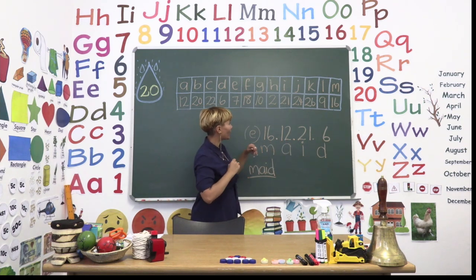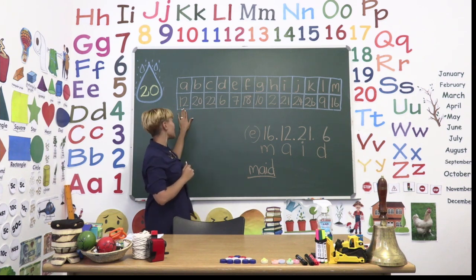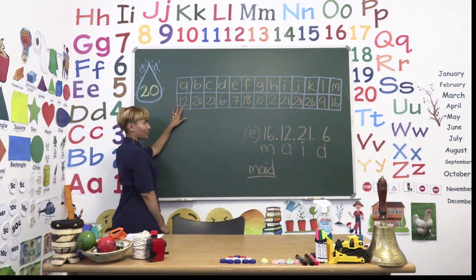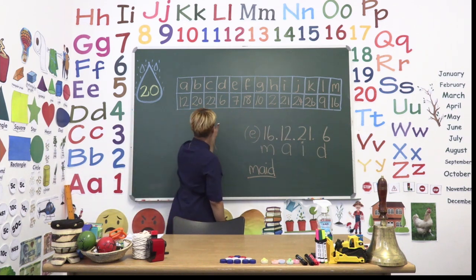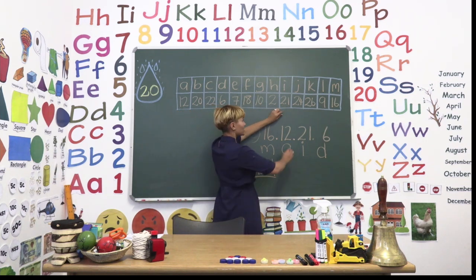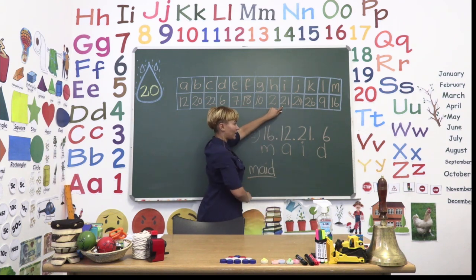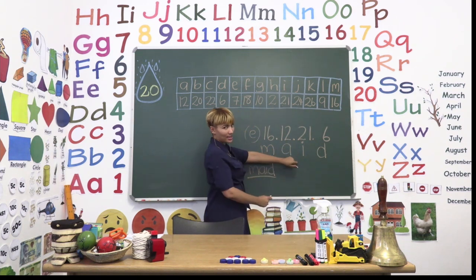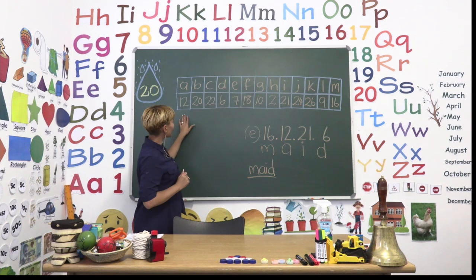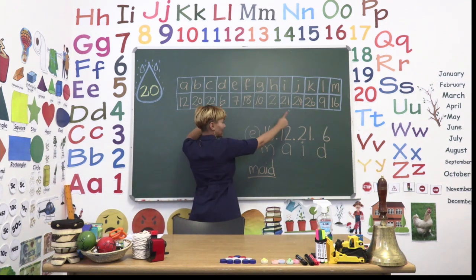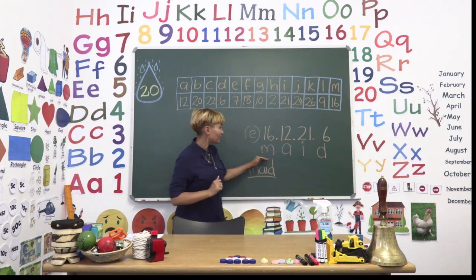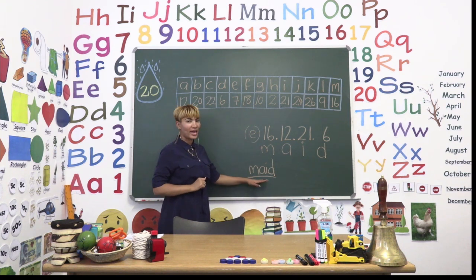Next number 12. Let's find, there it is. So number 12 means the letter A. Now we have to find 21. Let's find 21 all the way over here. Now you will see that the number 21 means the letter I, and it's in there. And then the last number is the number 6, which means letter D. And now you are done. And the word here is the word made.